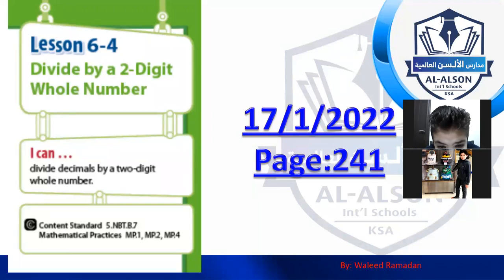We will have, as usual, two elements of division, dividend and divisor. Today, the dividend contains a decimal point and the divisor is a two-digit number, units and tenths. Our mission today is to divide a decimal by a two-digit whole number. Let's start.